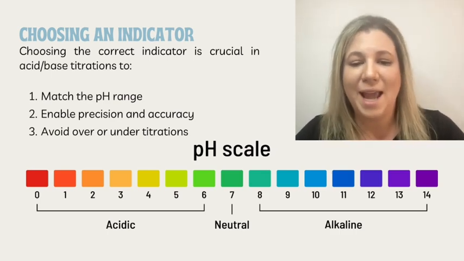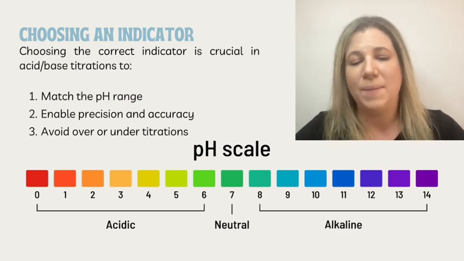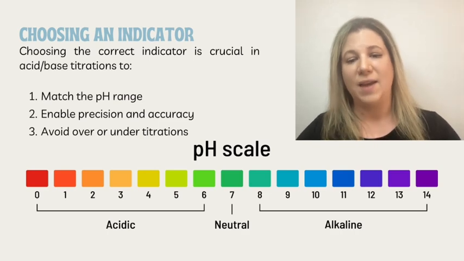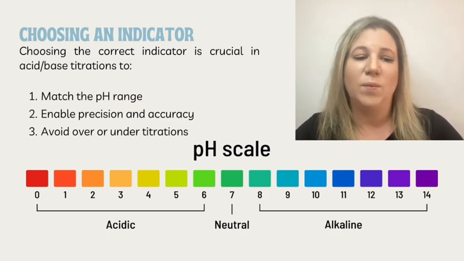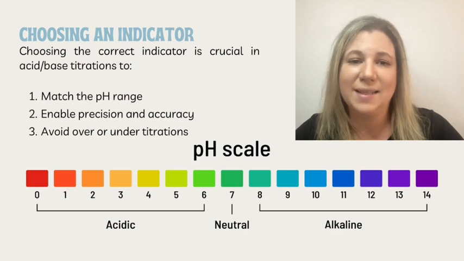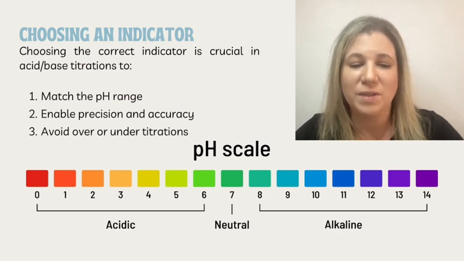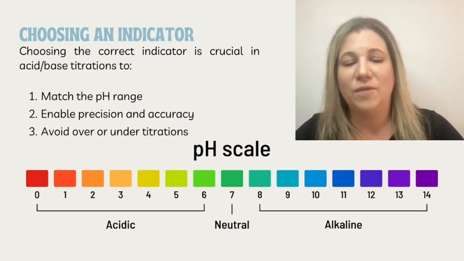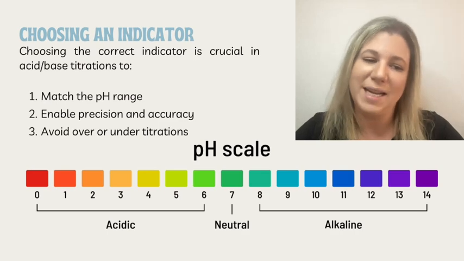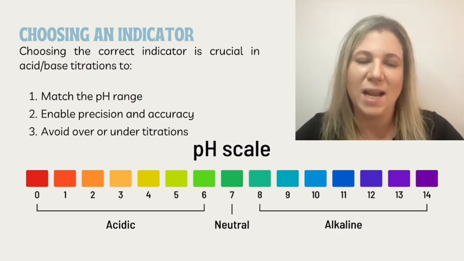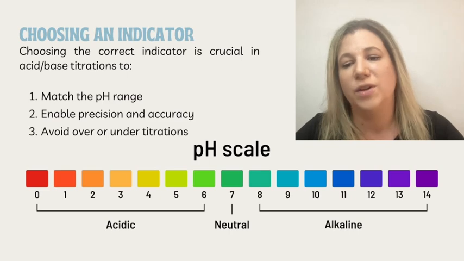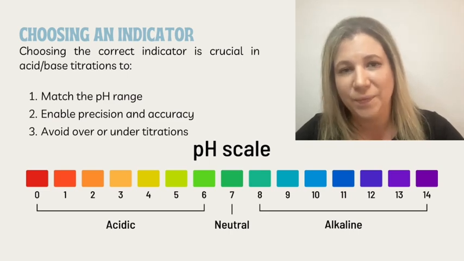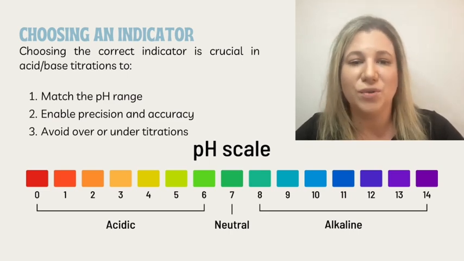So here is our pH scale. We know that our bases or our alkaline substances have a high pH, so from 8 to 14. We know our acidic substances have a low pH from 0 to 6. If we have a strong acid, it's going to be down towards that 1 or 2 end of the pH scale. If we have a strong base, that's going to be up at the 12, 13, 14 end of the pH scale. And in the middle, we have our neutral.